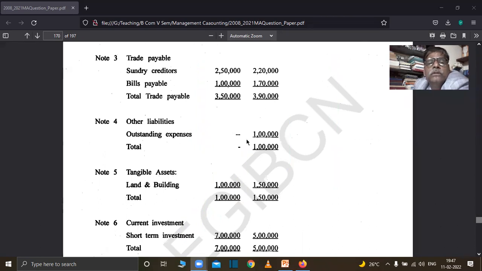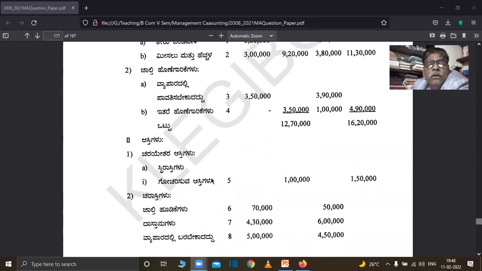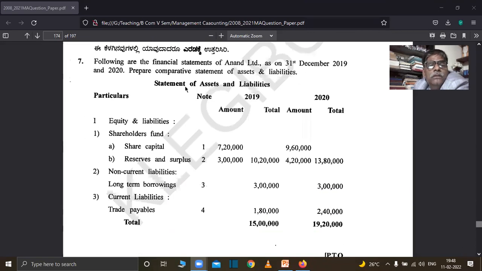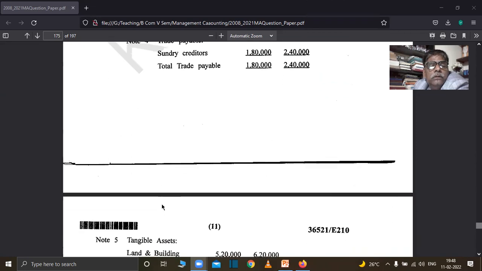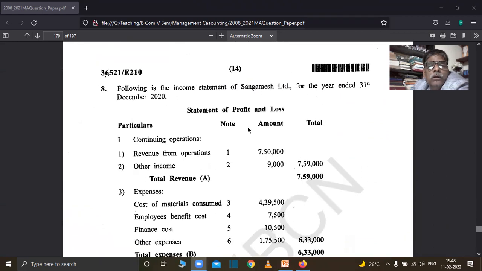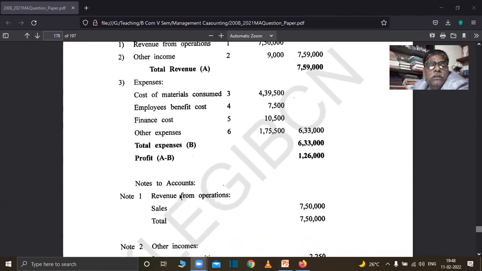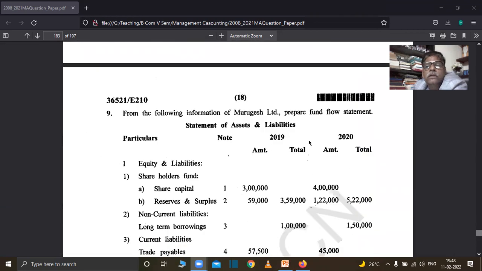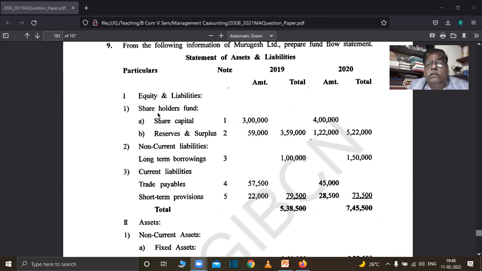Okay. Now we see the 15 marks question. You see the 15 marks question, section C. Section C, so question number 7. Then question number 8, income statement is there. Question number 9, you see here, fund flow statement. You see the problem, prepare fund flow statement, Mortgage Limited. Okay, Mortgage Limited. So you see this one, share capital, equity share capital.